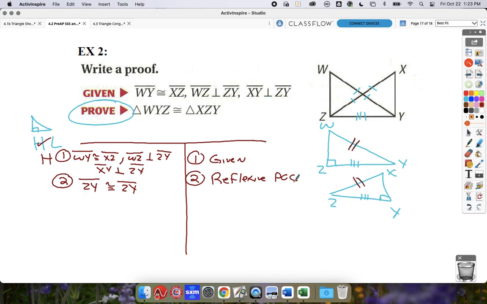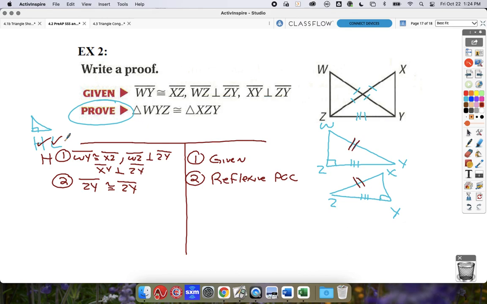Oh, I'm a little behind. Then triangle WYZ, but that's HL. Listen, this is the one that everybody misses on their test. Does it say anywhere in our proof that these are right triangles? No. Because this only works for right triangles, doesn't it? Does it say that they're right triangles? No. So I have to add that in my proof.